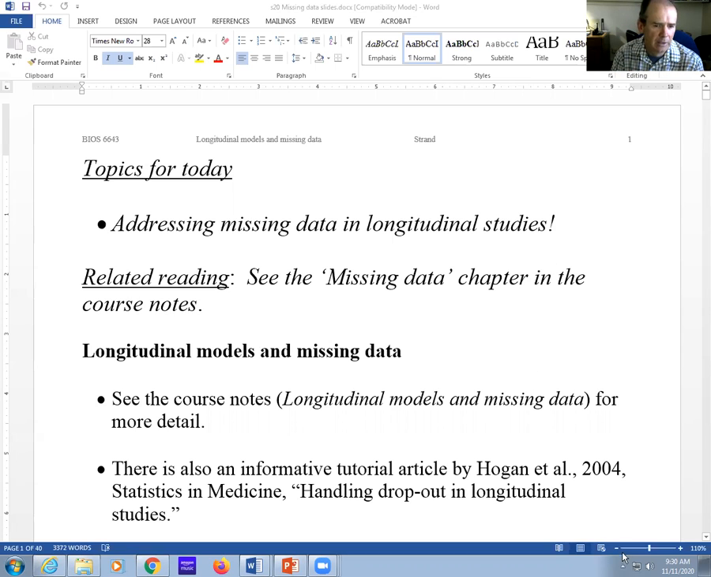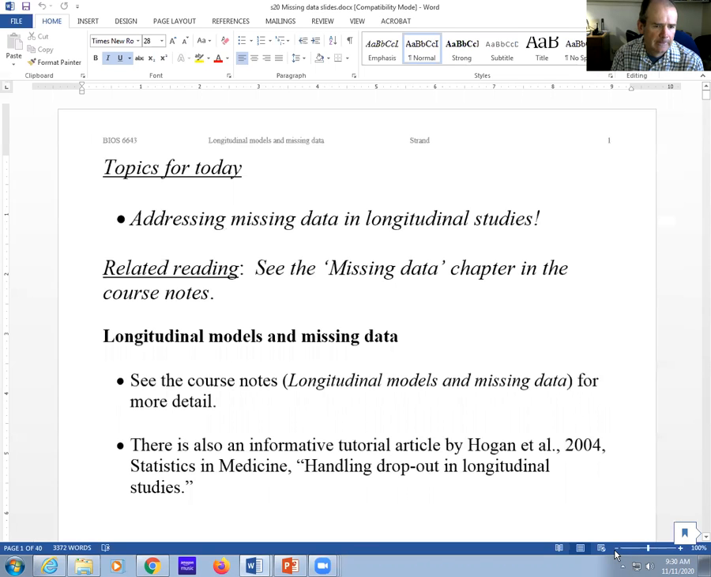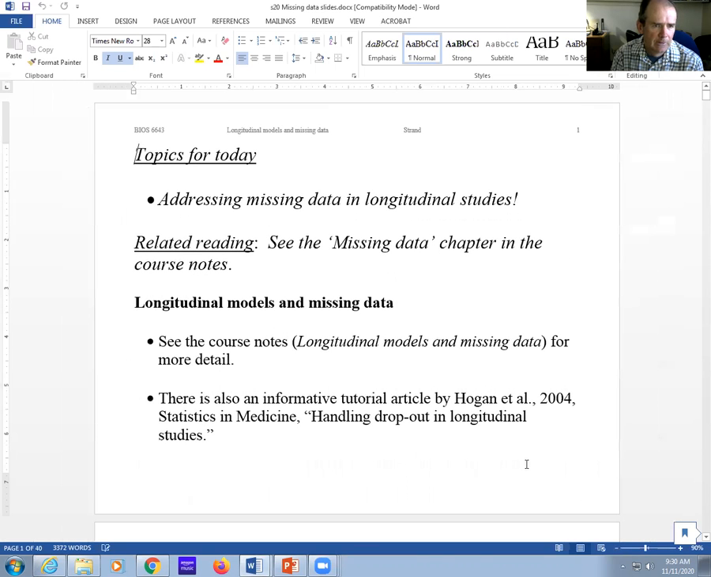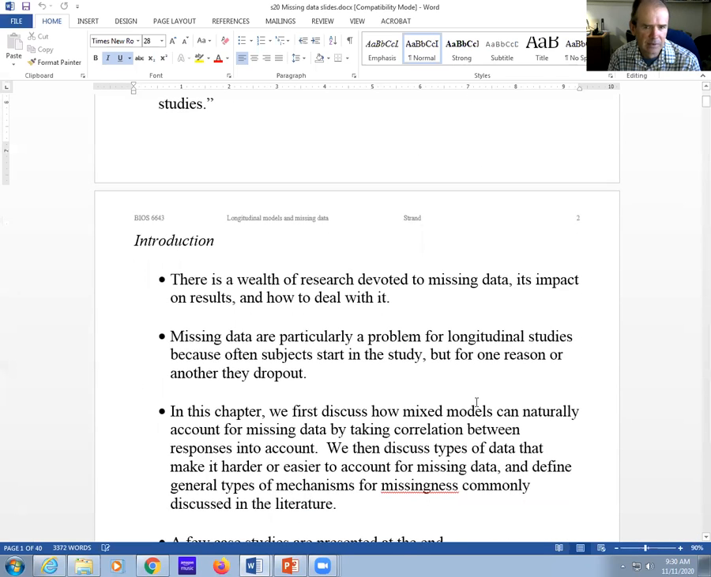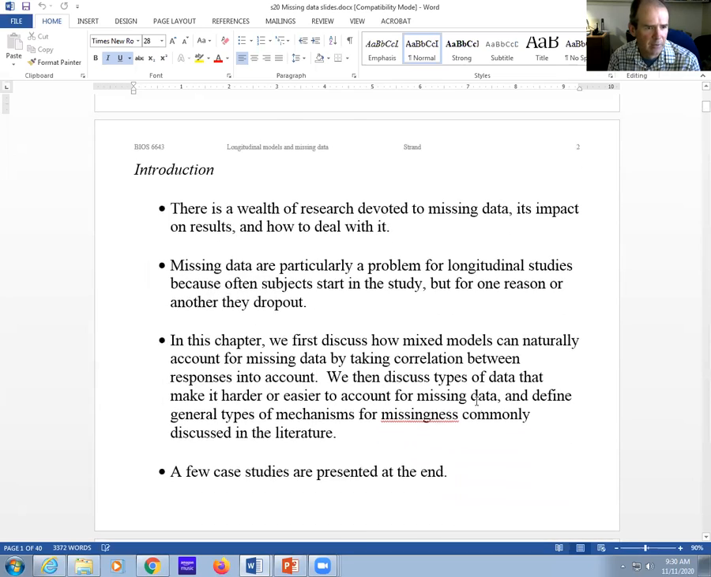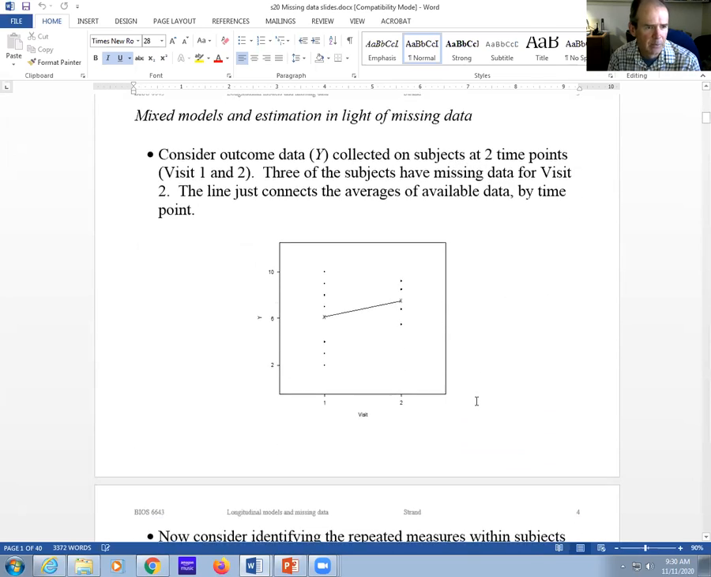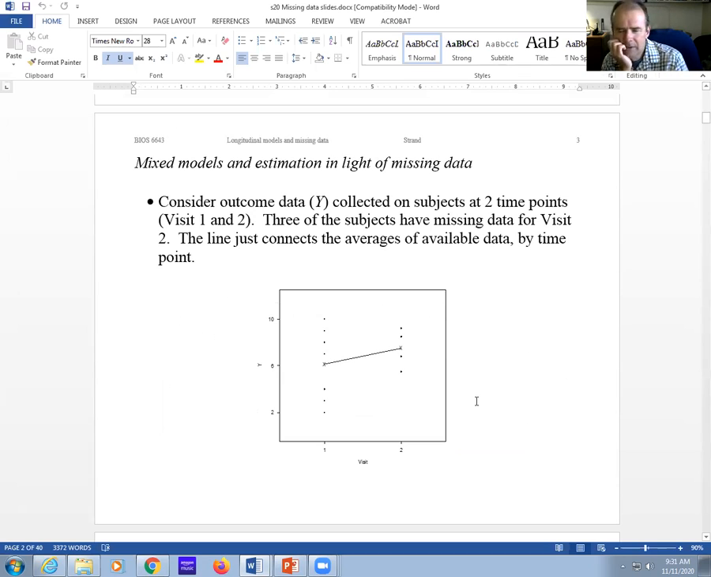We already went through the first part of this. So quickly, I'll just review what we talked about. If we have some outcome that we've measured on subjects, and this is probably something that would never happen, but it gives you an appreciation of how mixed models work and how, in a way, it can account for missing data if you have assumed the right structure for the data.